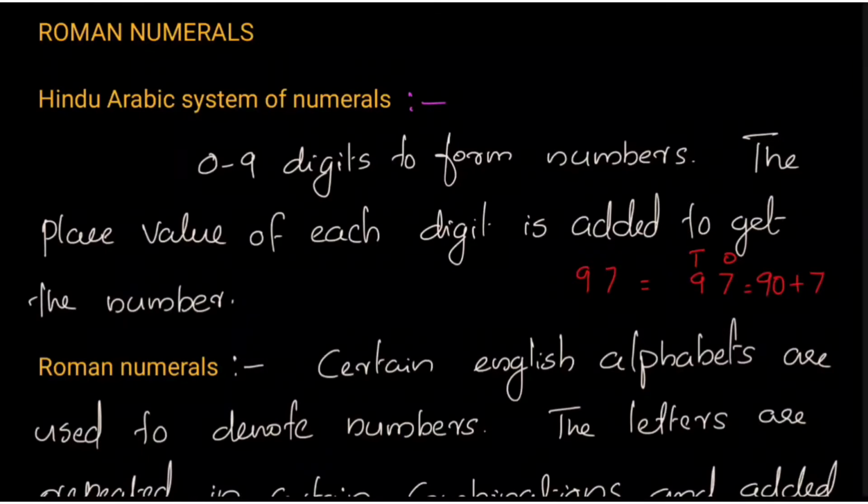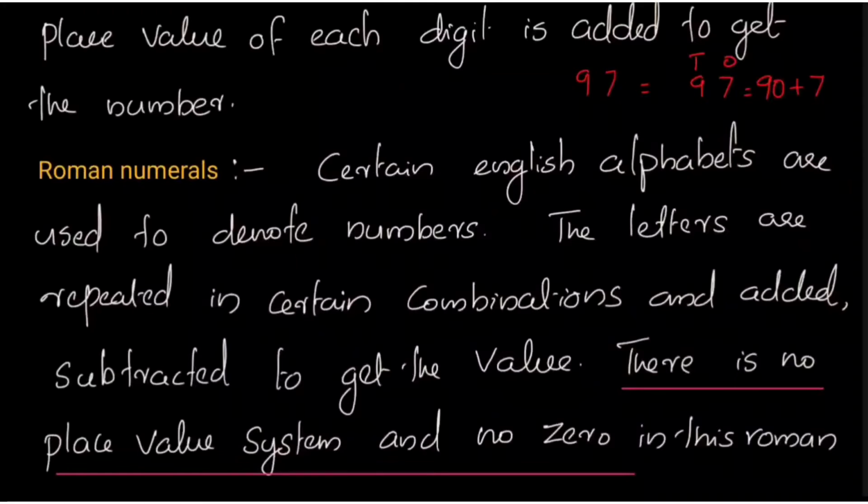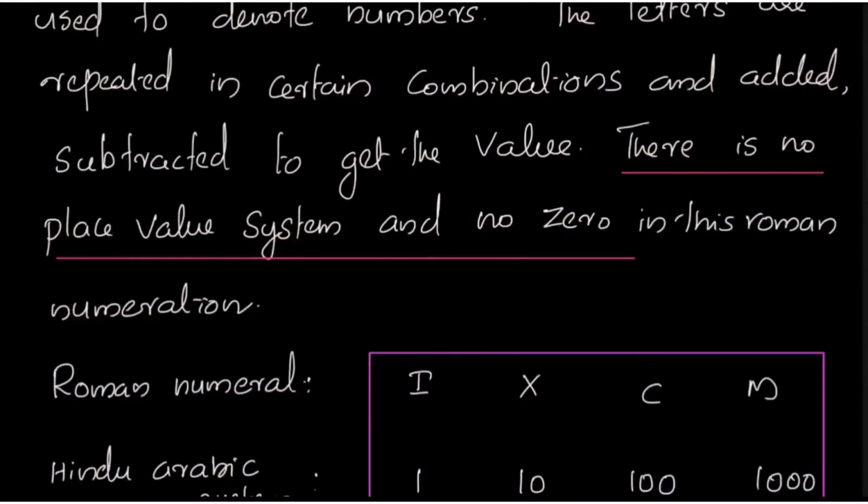Thus we calculate the counting numbers. But in the case of Roman numerals, certain English alphabets are used to denote the numbers, and the letters are repeated in certain combinations and added or subtracted to get a particular value. There is no place value system as in our natural number system, the Hindu-Arabic system. In Roman numerals, there is no place value and no zero.